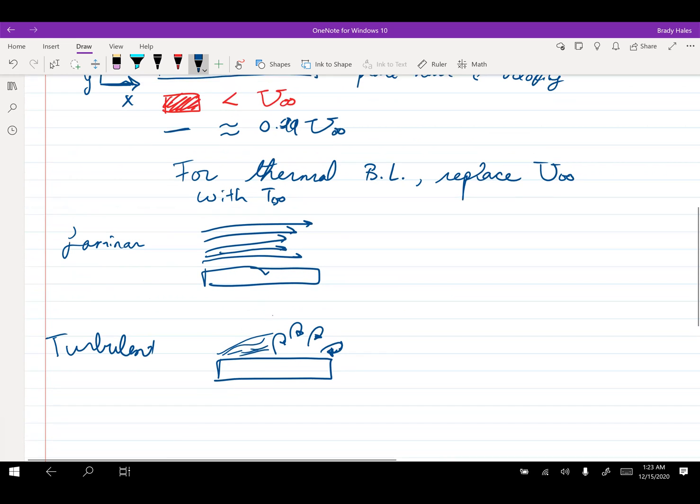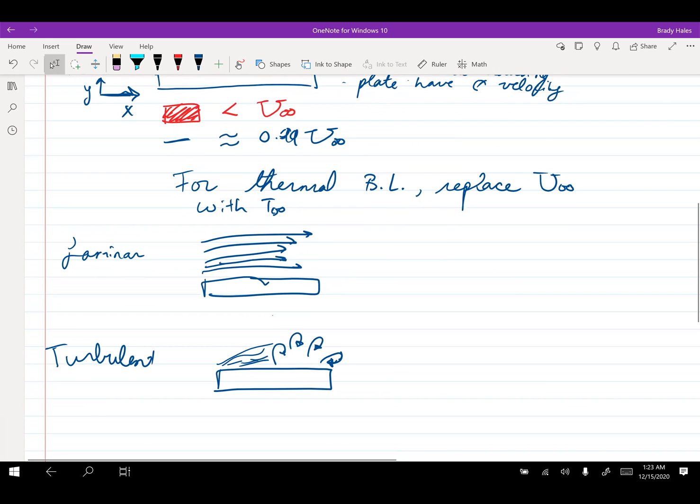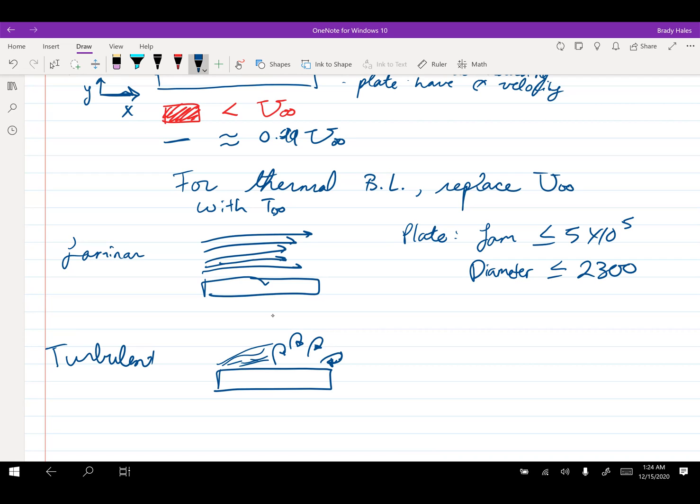Okay, so again, I'm not sure really what does this mean, right? Like how does this affect your calculations, right? For a plate, it's laminar when it's less than or equal to 5 times 10 to the 5th, right? For anything with a diameter, it's less than or equal to like 2300, I think, in this book. Otherwise, use turbulent.